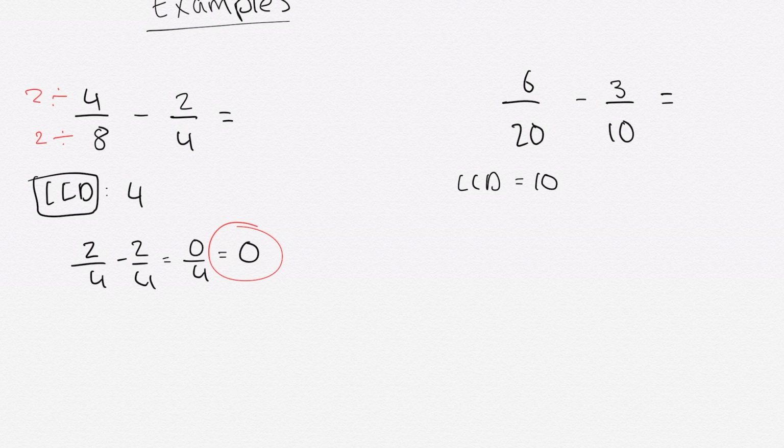And so then for the second one, we have 6/20 minus 3/10. And the LCD is 10. Which is equal to 3/10 minus 3/10, which again is just equal to 0. Okay, so now let's move on to some multiplication examples.